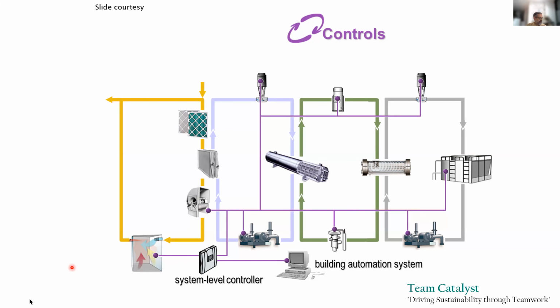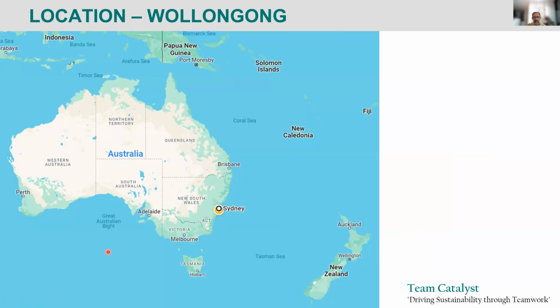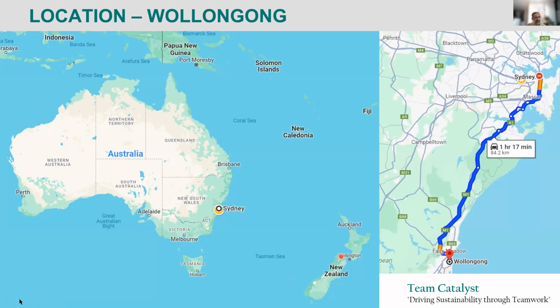So let's have a look at our case study building. It's located in a place called Wollongong. We're in Australia, so we're in the Southern Hemisphere. It is summer now for us, right? So this is Sydney. I'm sure a lot of you have seen pictures of the Opera House, etc. And Wollongong is about 85 kilometers south of Sydney. And as you can see, it's very near the coast.